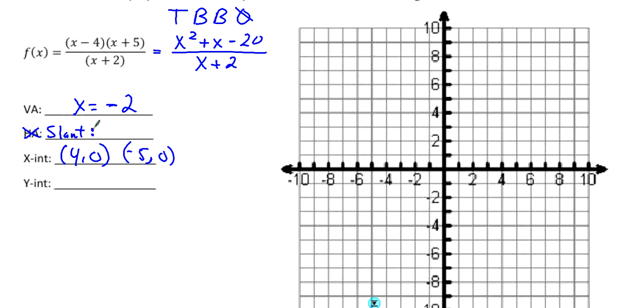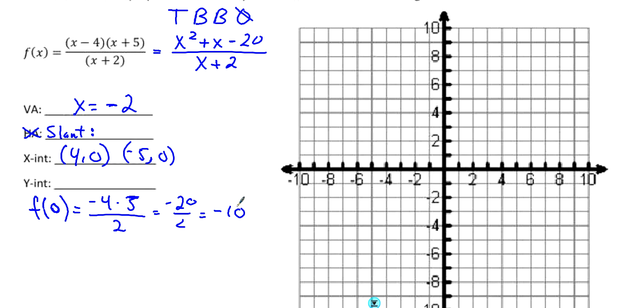Now, the only thing that we're going to be doing different here is that we're going to have to do long division to find that slant. And we'll do that in a second. But that also leads me to my y-intercept. Now, normally, you just plug in 0 to find your y-intercept. So f of 0 would be negative 4 times positive 5 over 2, which is negative 20 over 2, which is negative 10.